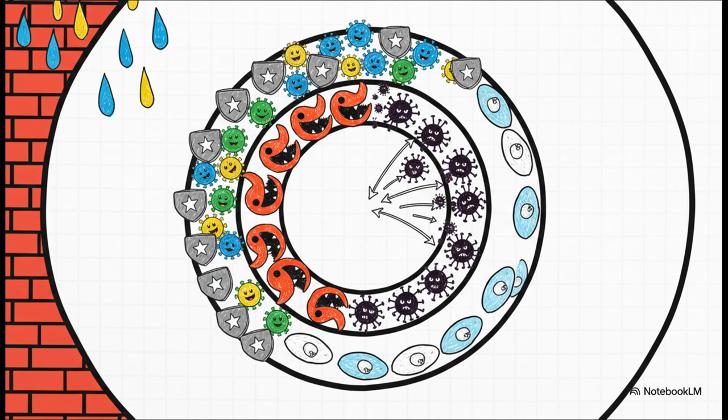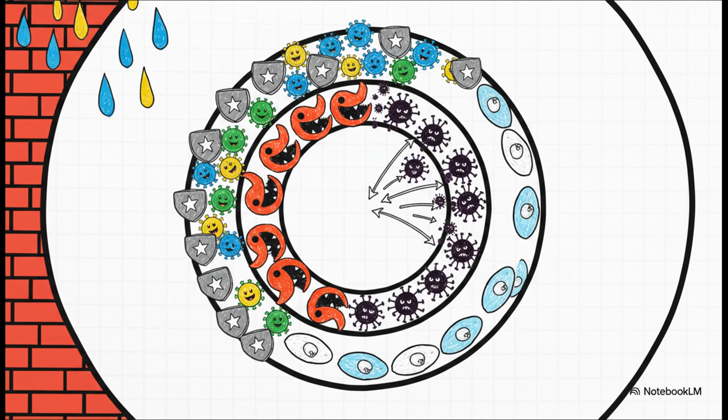First, the physical moats and walls. Intact skin, sticky mucus to physically trap the invaders, and tiny little hairs called cilia sweeping them right back out. Then, chemical defenses. Your stomach is highly acidic and melts most bacteria, and you literally have enzymes in your tears that burst bacterial walls open.